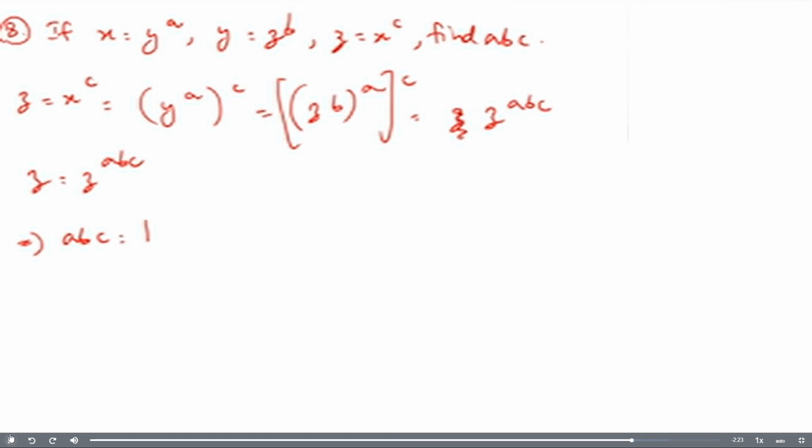Why is abc equal to 1? Because if x to the power m is equal to x to the power n, then m is equal to n. This is the reason. So we have a common base. Both sides are equal, therefore the powers are also equal. Next question.